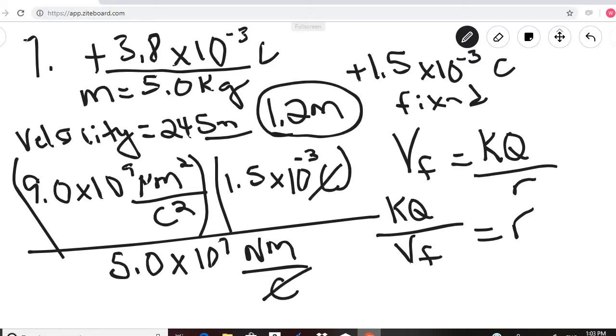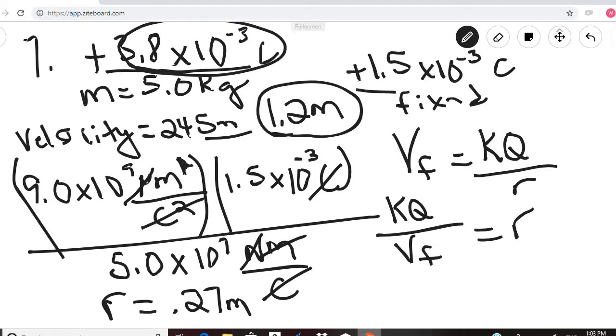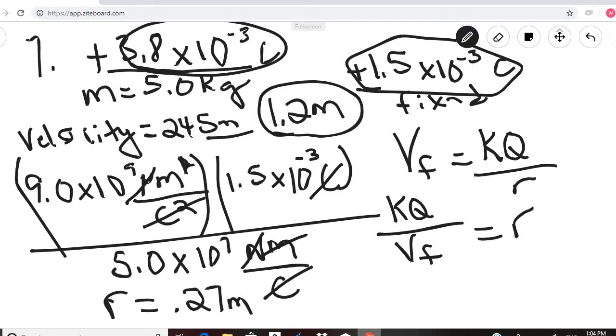So these coulombs will cancel, and the newtons will cancel. One of the m's will cancel, so you'll be left with meters, and that's what you should have for R. So then what you get for R is that it will be equal to 0.27 meters. So that means they're going to start 1.2 meters apart. This particle will move towards this particle until they are 0.27 meters apart, and then it will turn around and go back the other way because those particles are repelling each other.